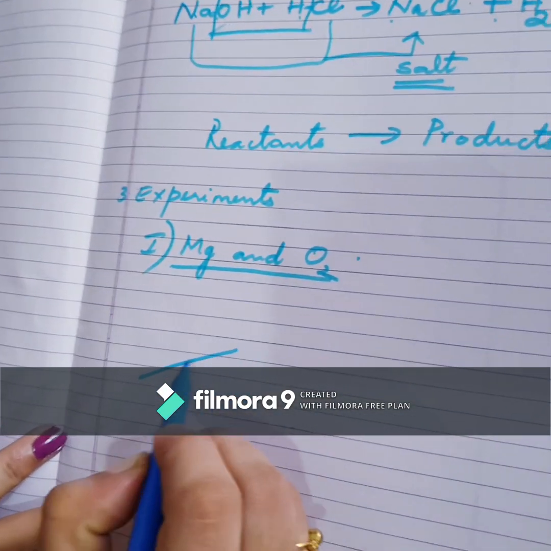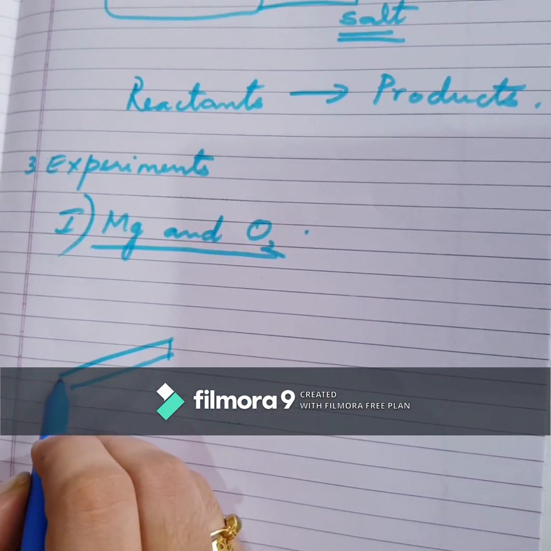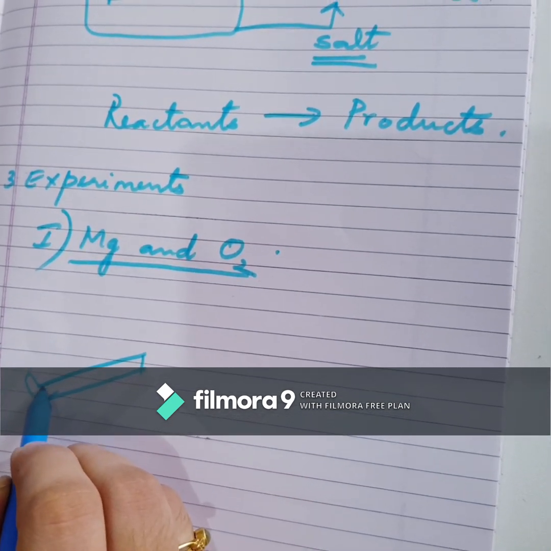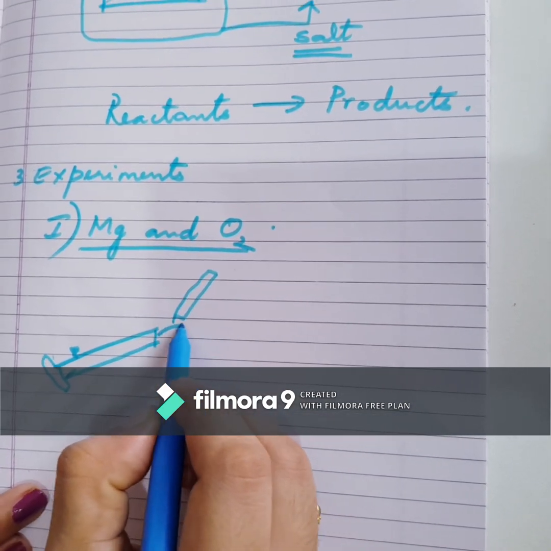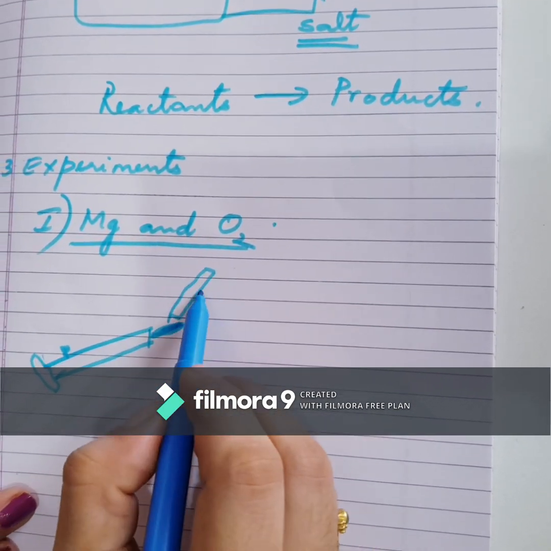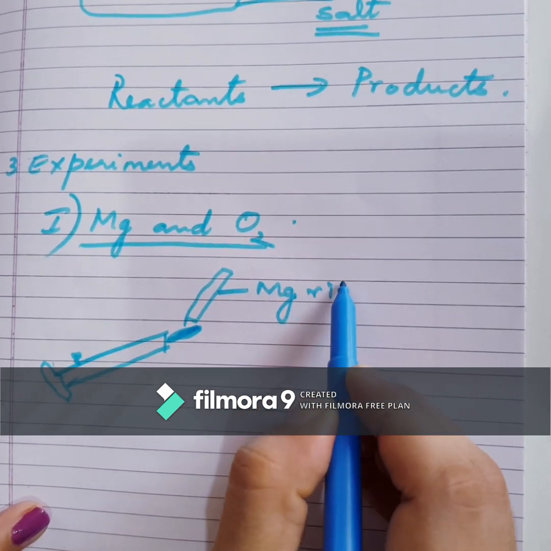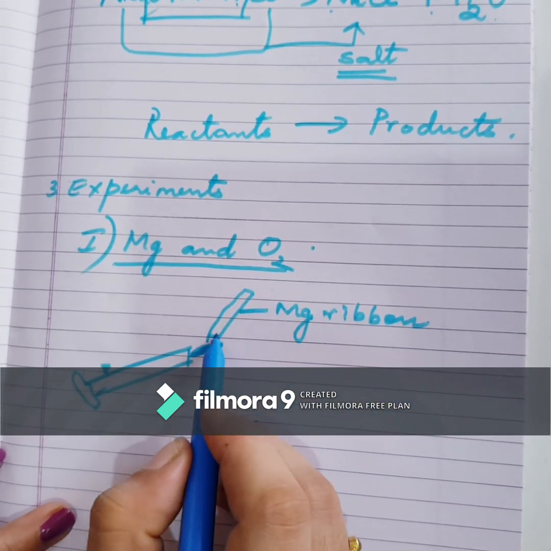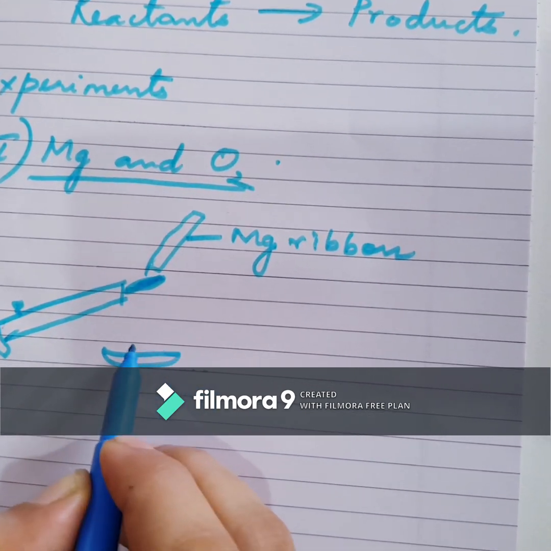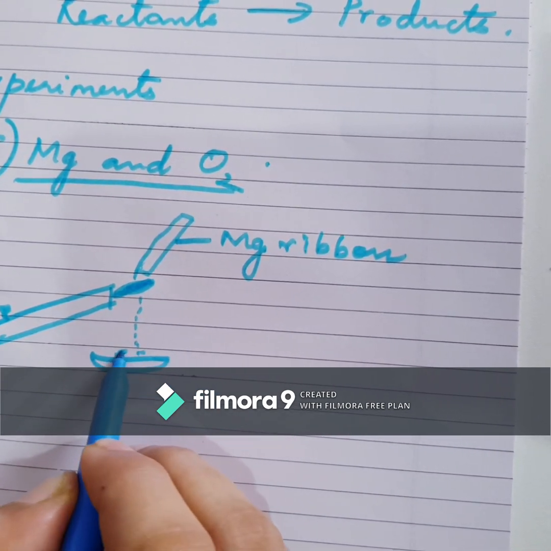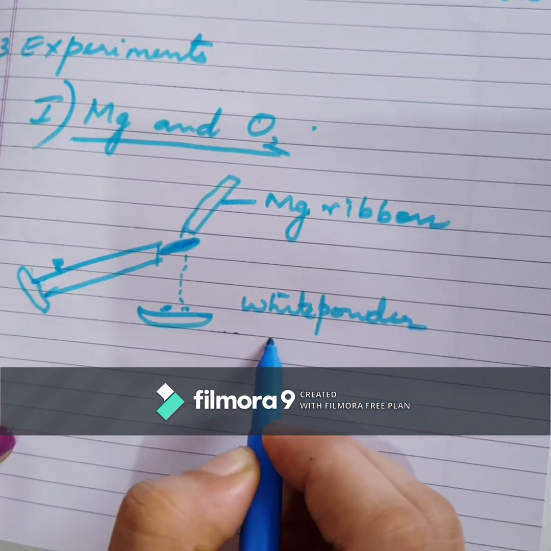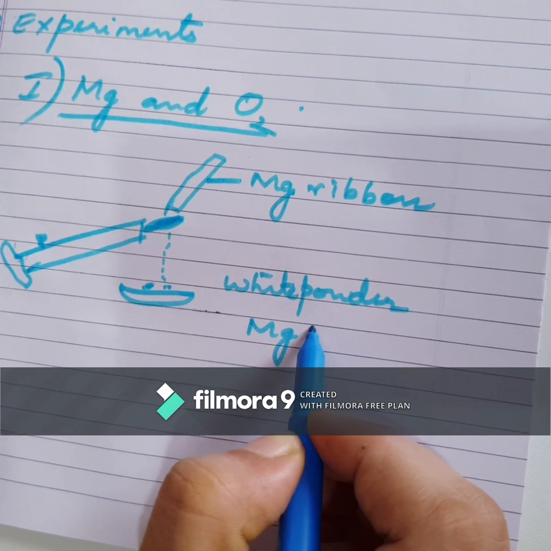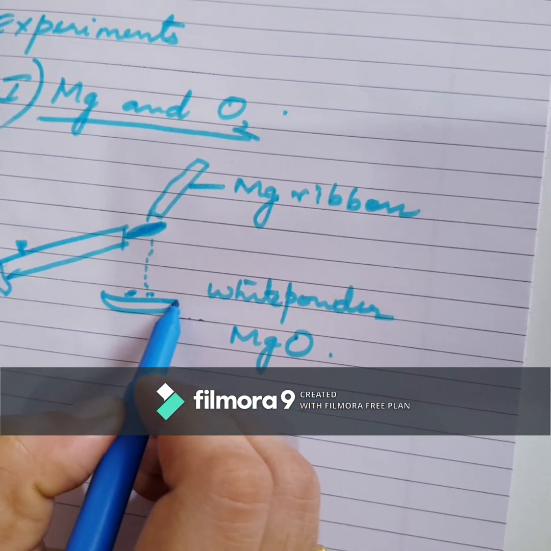So I can show you using a diagram. You should have a burner or a spirit lamp, and you keep the magnesium ribbon. Here is the flame. This is the cleaned magnesium ribbon. Then you have a watch glass here. After burning, you get white powder of magnesium oxide on the watch glass.